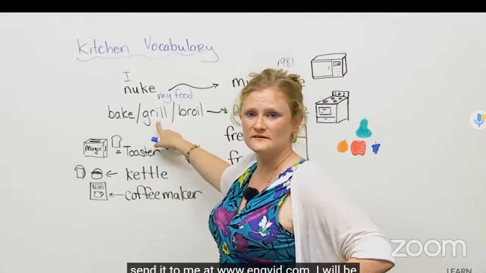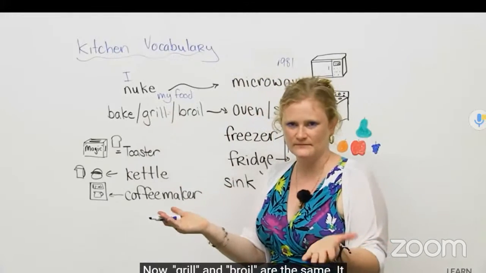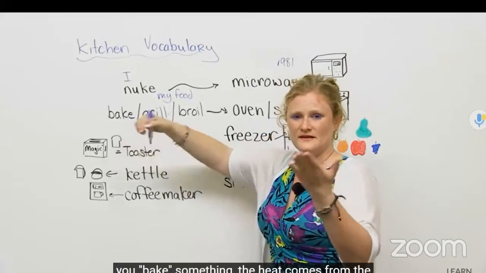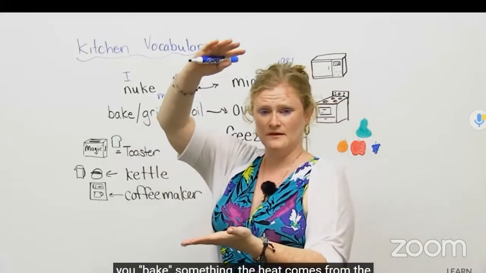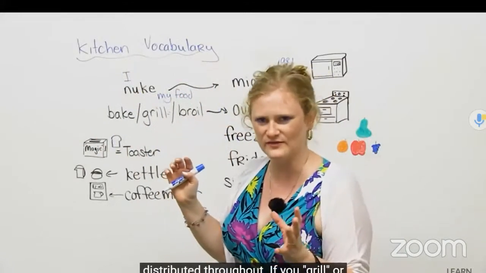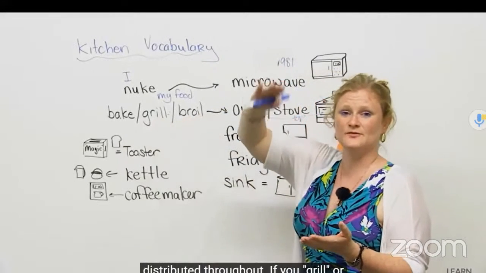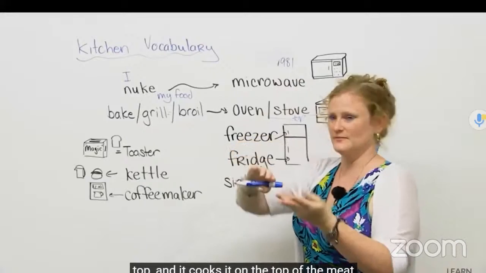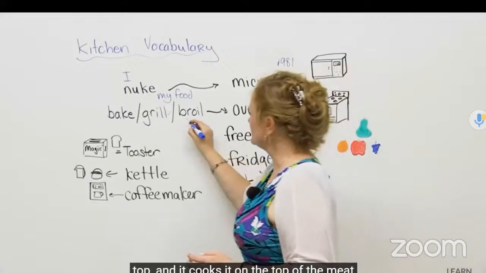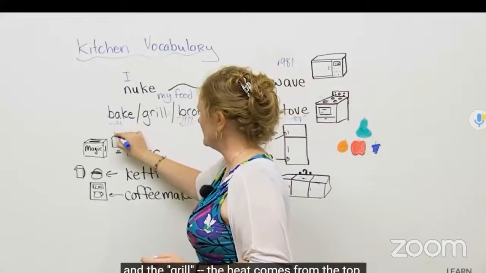You can grill or broil. Now, grill and broil is the same. It just depends on what your oven says. When you bake something, the heat comes from the top and the bottom of the oven, and it's distributed throughout. If you grill or broil something, the heat comes from the top, and it cooks it on the top of the meat or whatever you're cooking. So the broil and the grill, the heat comes from the top, and bake, the heat comes from the top and the bottom.